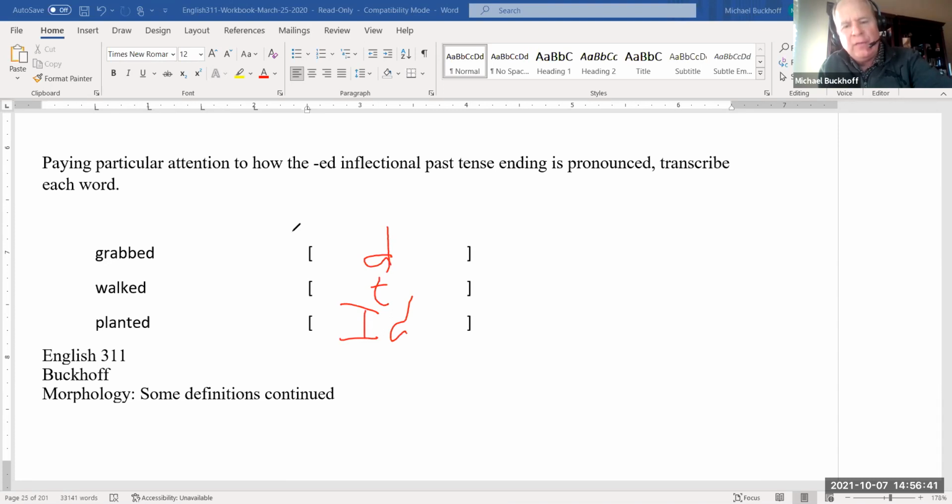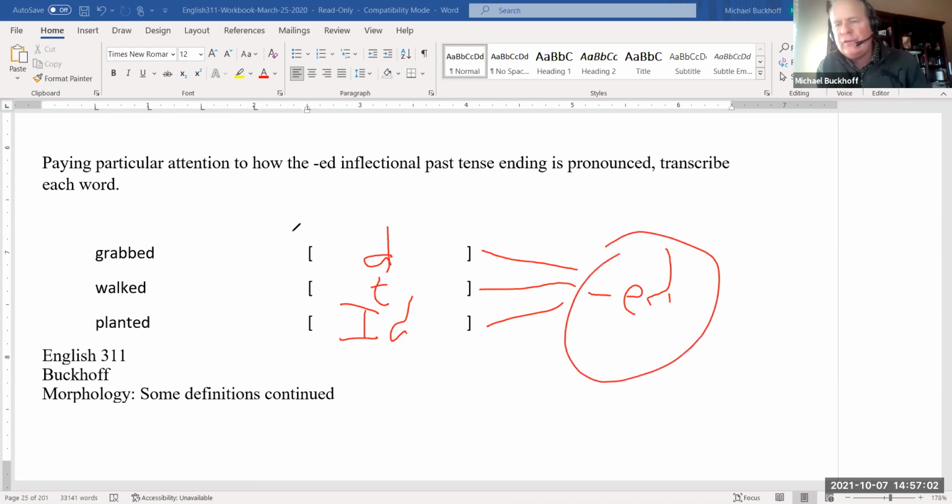So I'm going to say that these three things, right? These are allomorphs of what's called the inflectional past tense ending. So what I'm saying is it doesn't matter if I pronounce the ed as a d, if I pronounce it as a t, if I pronounce it as an id, it is still the inflectional ending here. We have not changed the basic identity of this inflectional morpheme. And that's what's called an allomorph.